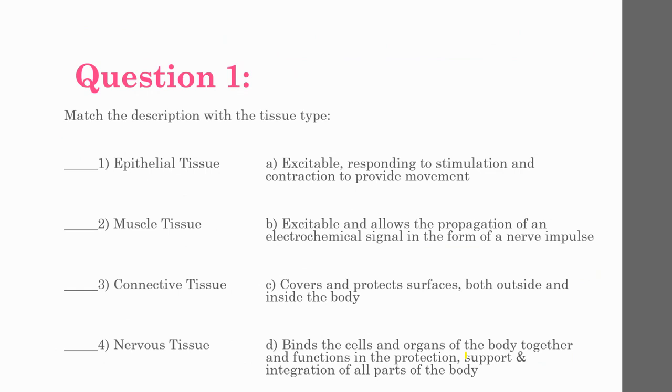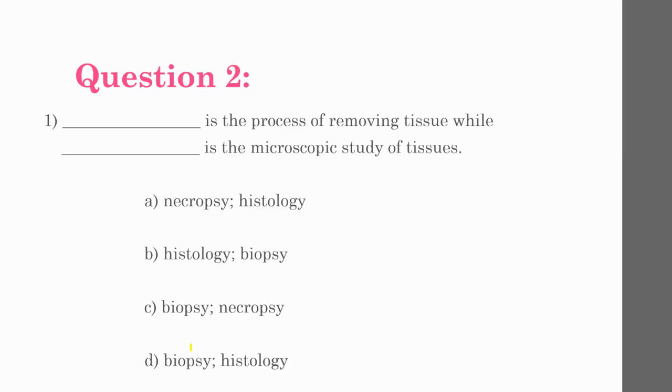So match the description with each tissue type. Epithelial: cover and line. Muscle tissue: movement. Connective: bind, connect, and support. And nervous tissue allows for responding to our environment and regulating everything through electrical impulses. So there's our matchup. And then, blank is the process of removing tissue. That's going to be a biopsy, while histology is the microscopic study of tissues.